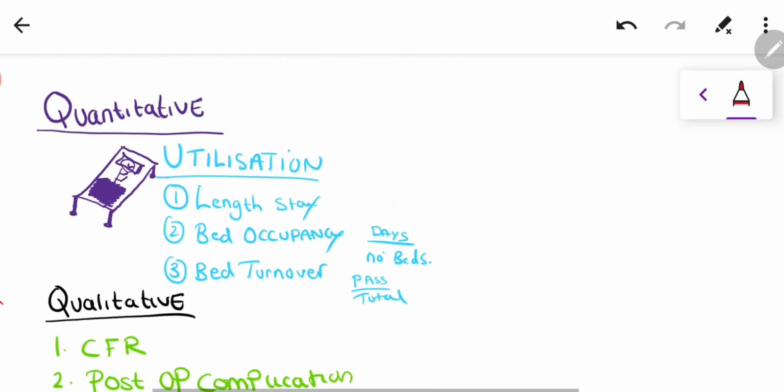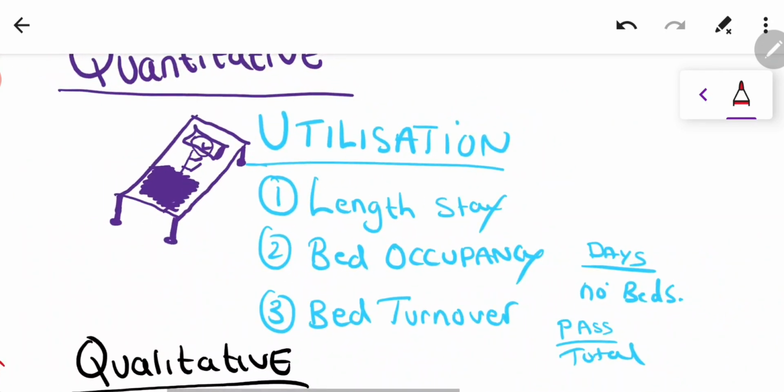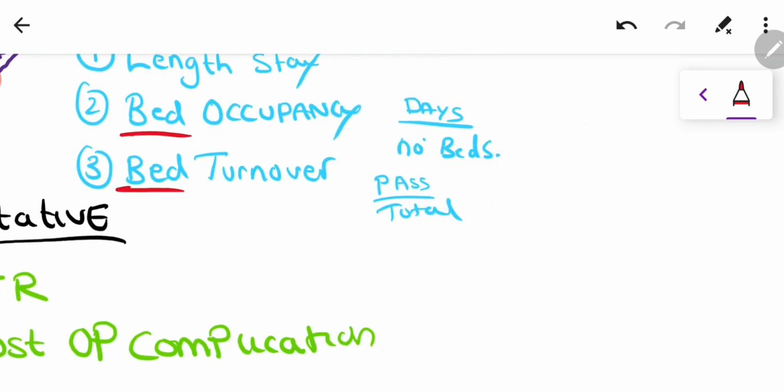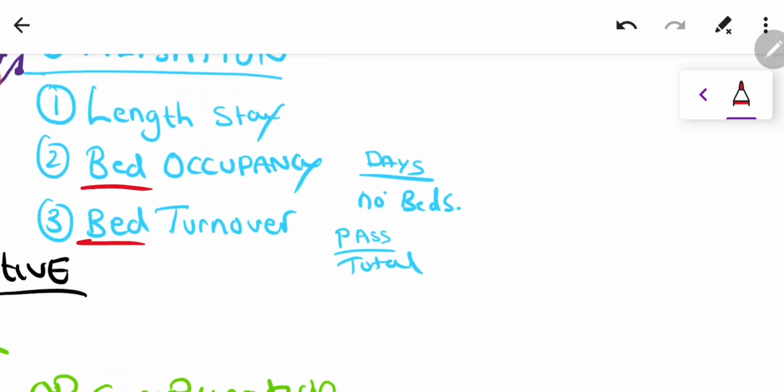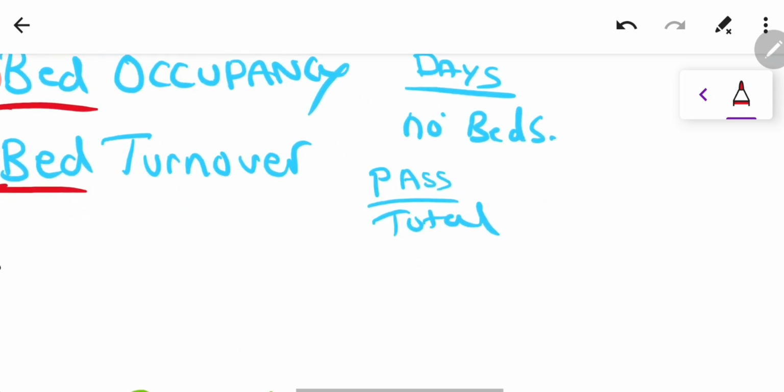So for quantitative, I just drew a bed. Reason being, we only care about the beds. Quantitative, we're just looking at beds. What are we looking for? Occupancy and turnover. Occupancy just means how long this person has stayed in that bed. So quite simply, the equation is days that person has spent in the bed over the number of beds available. Bed occupancy. Simple, okay?